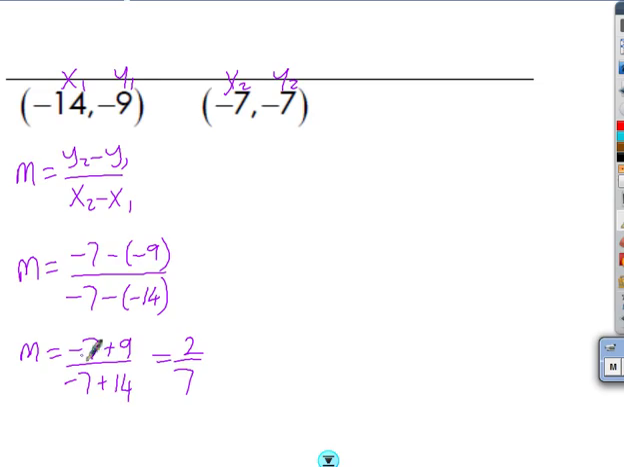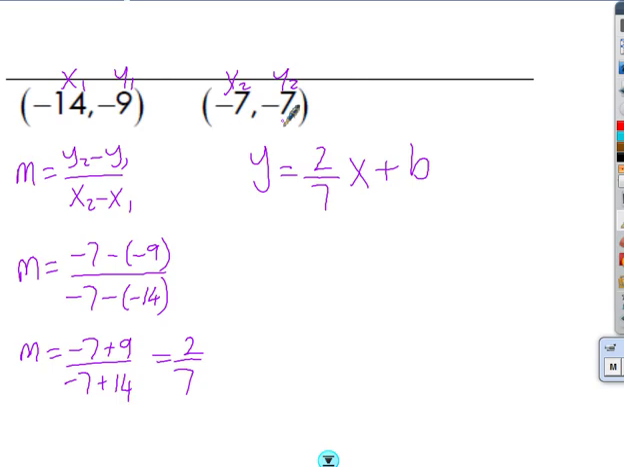And negative 7 plus 9 is 2, negative 7 plus 14 is 7. We found our slope as 2 over 7. I can write my equation halfway. 2 over 7, y is equal to mx plus b. We don't know the b value, so we will just choose a point to find the b value. I'll choose the point with smaller numbers.